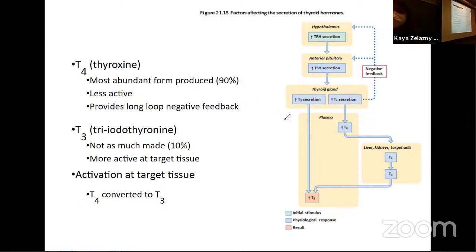Another difference between the two is that the T4 does negative feedback a bit better. So we have long loop negative feedback from the T4. We can see that going on here. We have negative feedback on the anterior pituitary itself. We also have negative feedback going up to the hypothalamus, telling the hypothalamus we don't need to start this pathway at all. And then our target tissues for this, we're going to the liver, the kidneys, and some other cells.